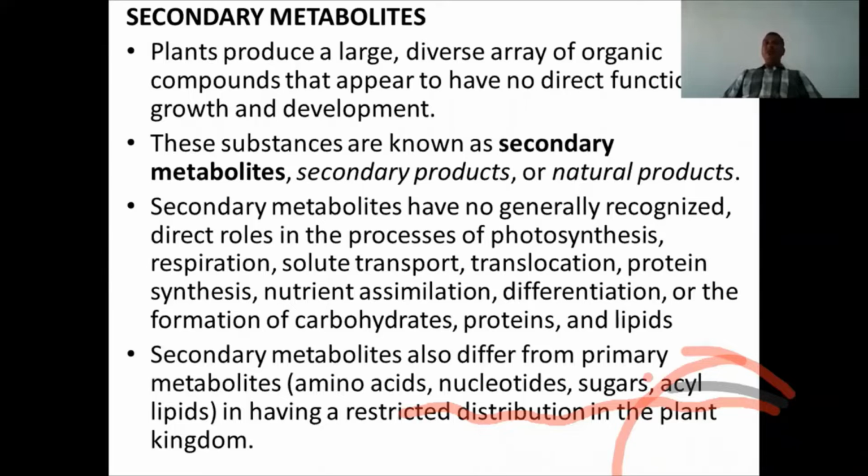There are so many growth and development related processes like photosynthesis, respiration, solute transport, etc. Whatever the list is given over there, these are the processes which are very important or essential for the growth and development. So secondary metabolites are generally different from the primary metabolites. Primary metabolites are usually amino acids, sugars, lipids, nucleotides, etc. But the secondary metabolites are not like amino acids, nucleotides, sugars, or lipids. They are different compounds, and they don't play any role in the growth and development.